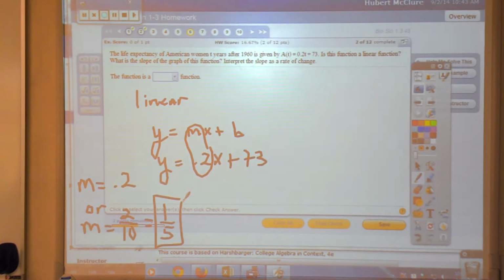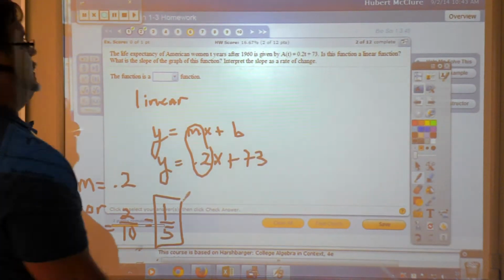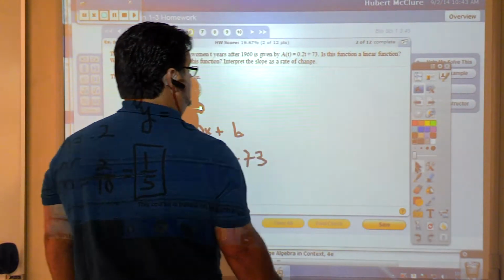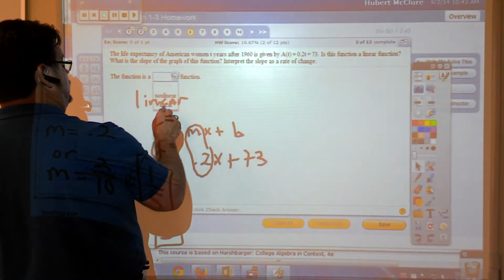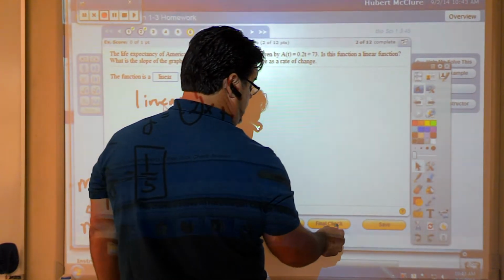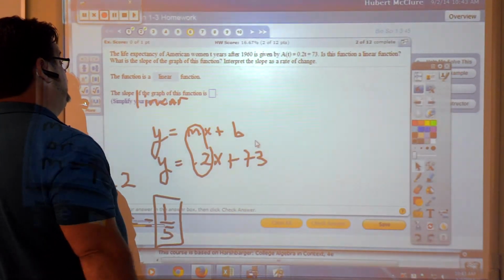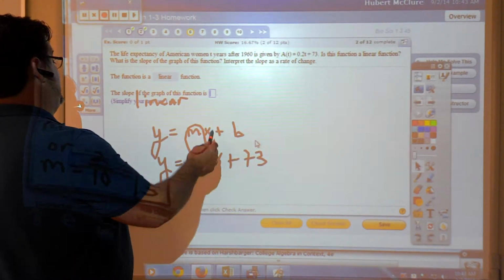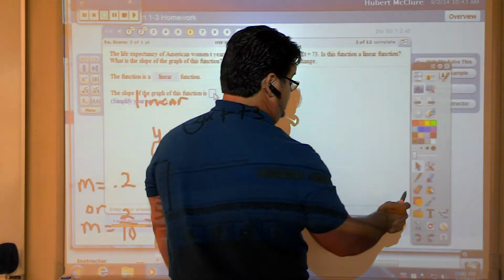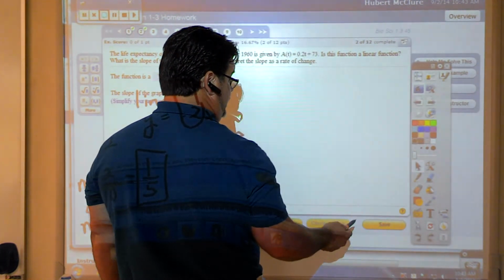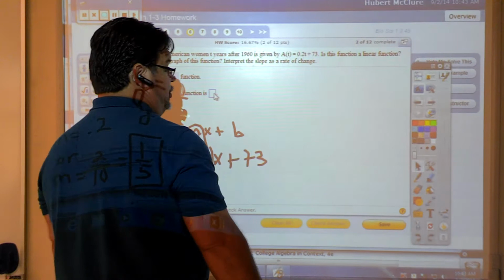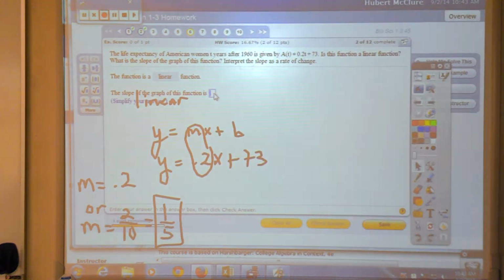Because you have to have vertical over horizontal so you'll know how to graph it. And that's what they're asking you, that it is a linear function. And check it. Yes. The slope of the graph is, I'm going to put 1/5 because I'm a math teacher, and I think you ought to put 1 over 5, but it may be 0.2. I'll take either answer on the test.